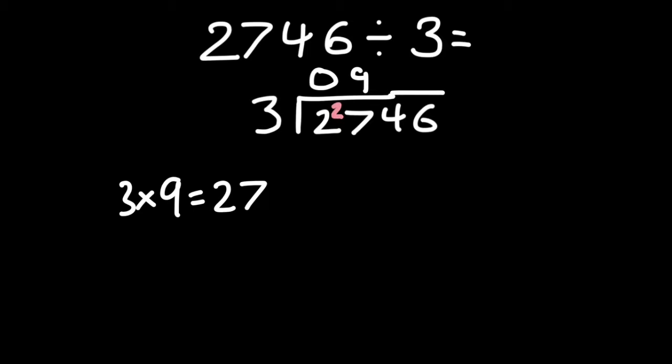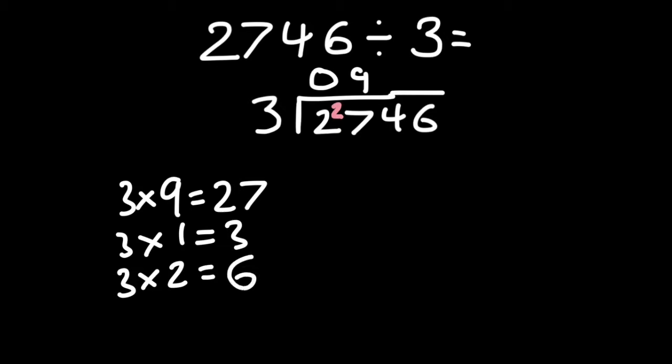So the next number here is the number 4. So we have to decide how many 3's go into 4. Well, let's have a look. 3 times 1 equals 3. 3 times 2 equals 6. Now straight away we know that 6 is more than 4, so we've gone too far. So the closest we can get is 3 times 1. So we'll put the 1 up here.